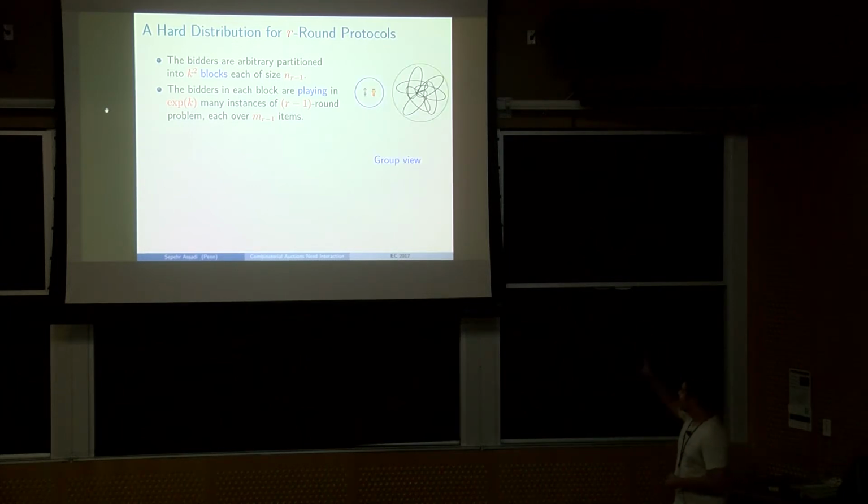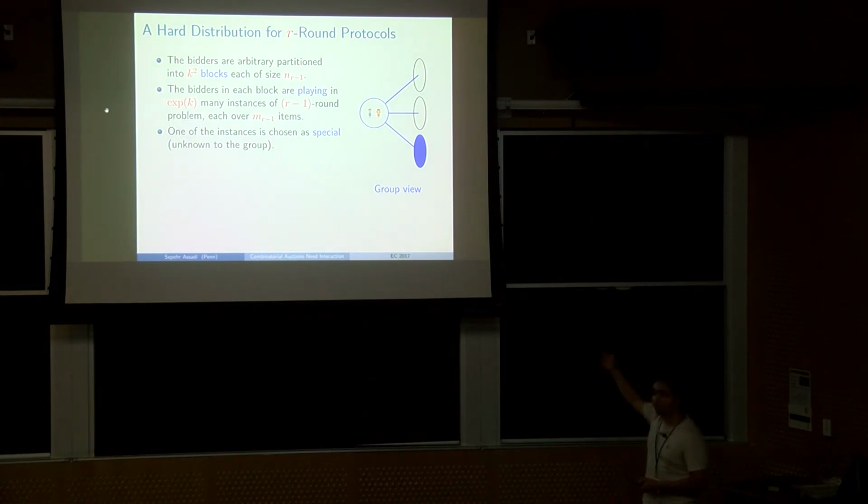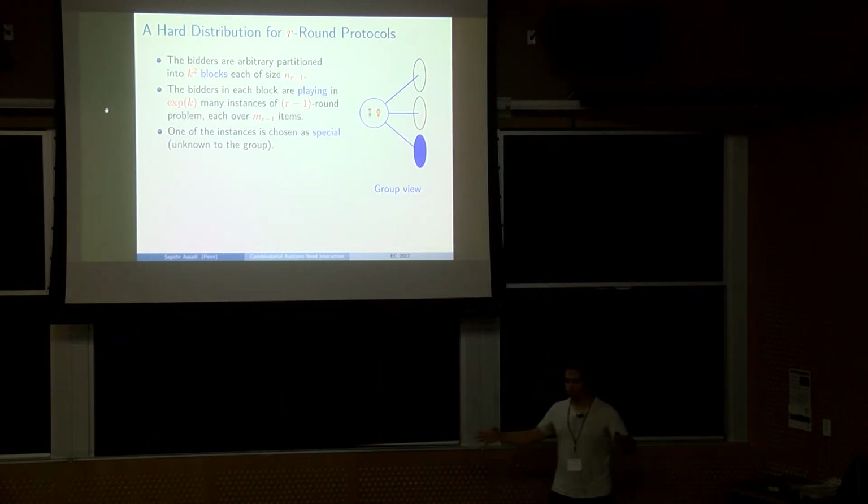And you need some real complicated embedding to make these instances look independent of each other, while there are tons of intersection between them. But for our purpose, let's really think of these instances to be independent of each other. Okay, so now look at one group. You have these exponentially many instances to play with.